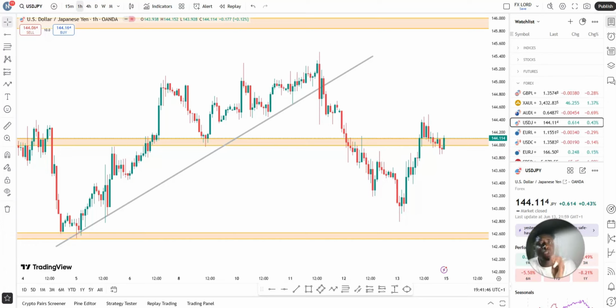So what we are going to be doing basically in today's video is to analyze the forex market with you, including pairs like GBPUSD, XAUUSD, AUDUSD, EURUSD, even the SP500 and the US oil. So grab your notebook, stay locked in, and let's break down this chart together.